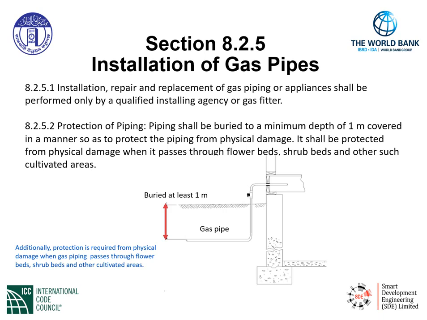So we have a minimum depth indicated here of 1 meter. As you can see by the graphic here, the gas pipe is buried at least 1 meter below the finish grade accordingly. Additionally, keeping in mind, we need to protect this gas piping from damage.